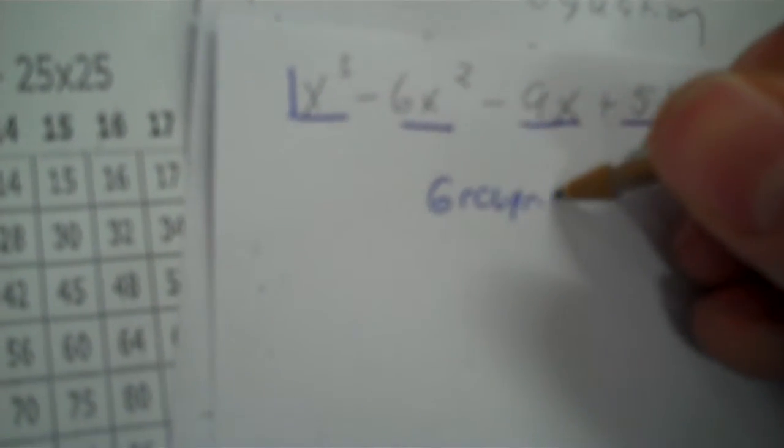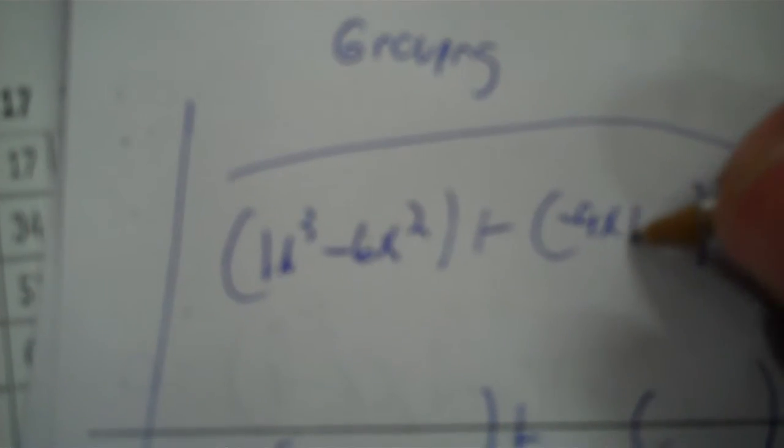You don't even really need to draw a box if you don't want to. I mean, I'll do it, but it's parentheses plus parentheses. Then the GCF lines outside of the parentheses. So I put the 1x to the third with the negative 6x to the second. Then I put the negative 9x with the 54. Okay, so what's going to be the GCF in here? Well, x squared definitely goes.